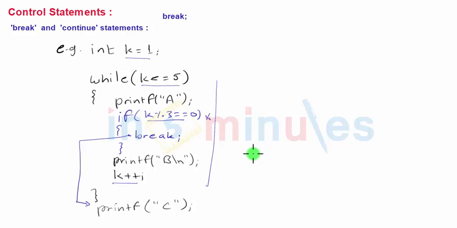Now let's see the working of program with this condition. Initially k is set to 1, then while is true, printf a works. If checks the condition, condition is false, so program goes to printf p, then k plus plus occurs, k becomes 2, while condition is true, so printf a works. Again if checks the condition, condition is false because 2 mod 3 is not 0.